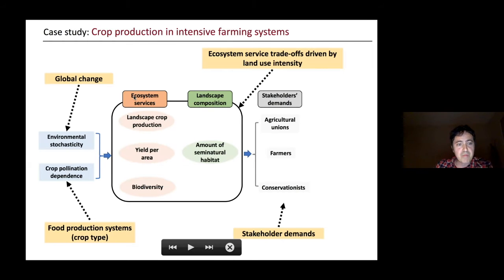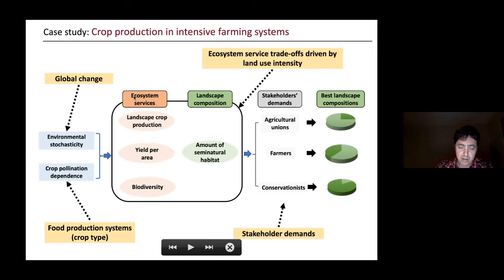And then we included global change by adding environmental stochasticity and changing these parameters associated with environmental stochasticity, and look at a variety of crop types based on the degree to which they depend on pollination. And the output of this work was to determine what are the best landscape compositions, or the best fraction of semi-natural habitat in the agricultural landscape that can maximize either of the 3 ecosystem services or the stakeholder demands.